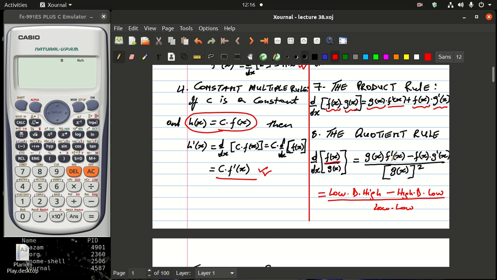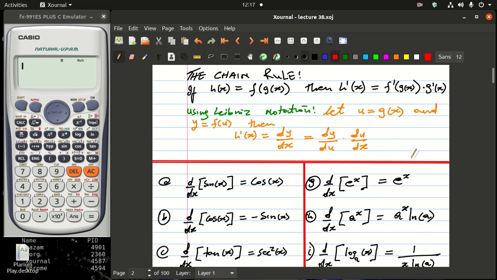If you are struggling to remember this rule, other people use different things. We can always say low, which means the function in the denominator, d, which means the derivative, and then high, which means the numerator. You can always think of low d high minus high d low, divided by low low, just to know that in the denominator we have a square, which means the function times that function. So this is one way of remembering this rule.